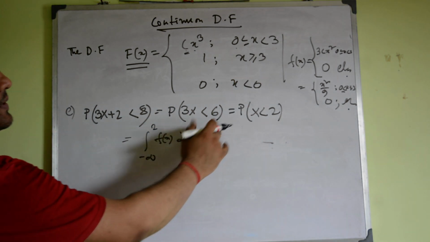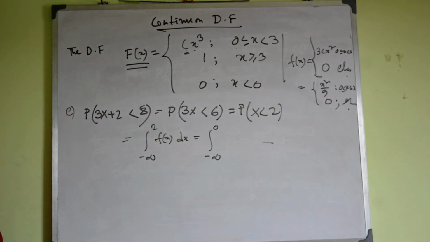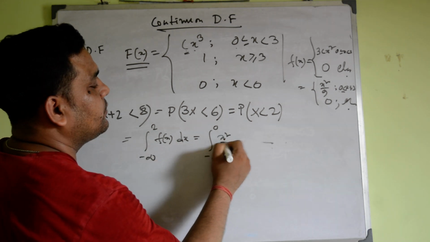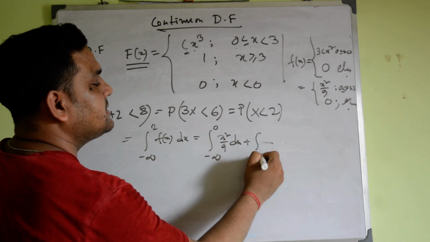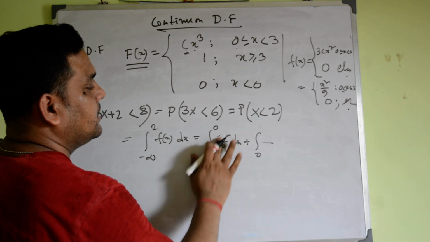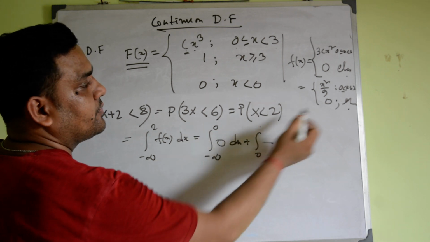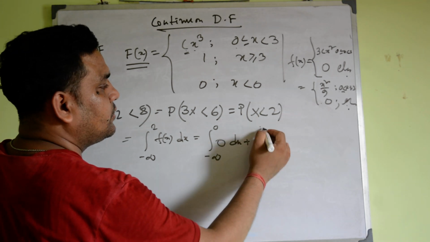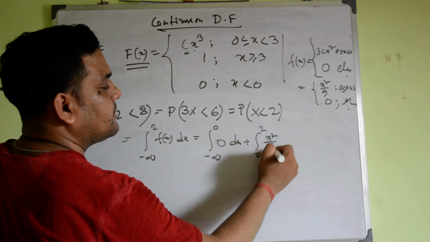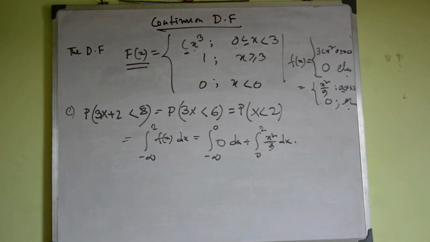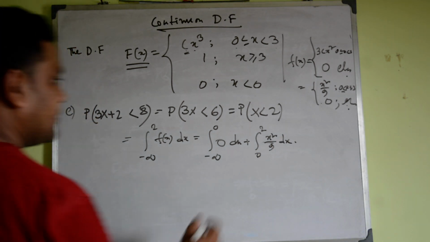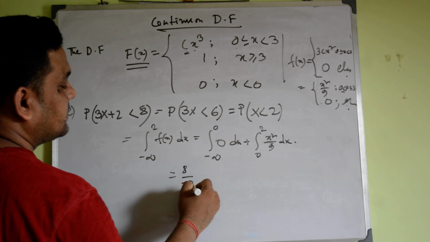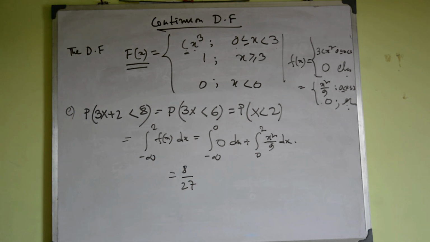So here minus infinite to 0, since the starting interval is 0, f(x) means here you can put x square by 9 plus integration minus infinite to 0. Its value is 0 because of the elsewhere condition, and 0 to 2, the value is x square by 9 dx. Now if you integrate it, you will get 8 by 27. So done. In that way you can calculate for a continuous type of distribution easily.